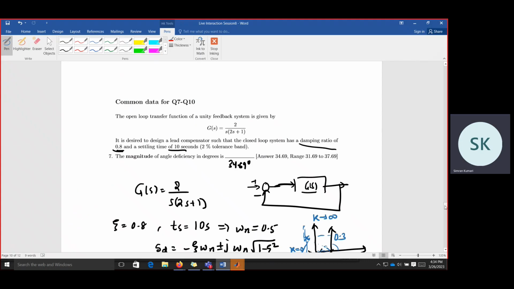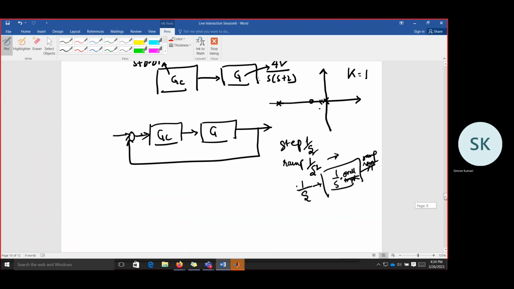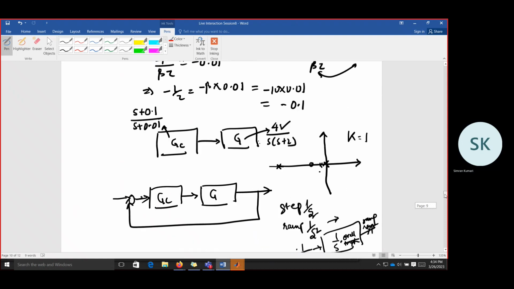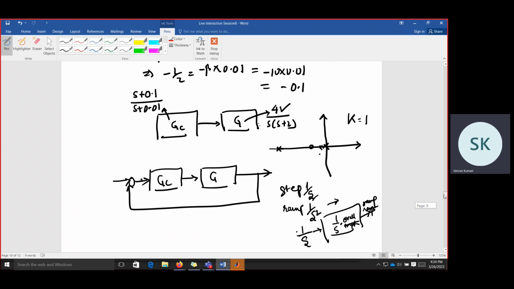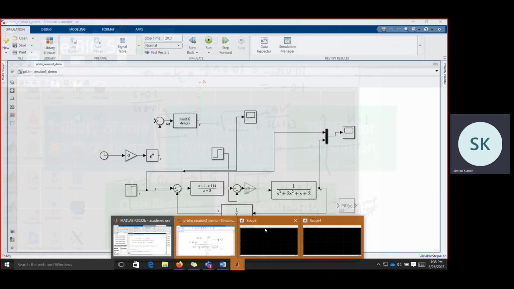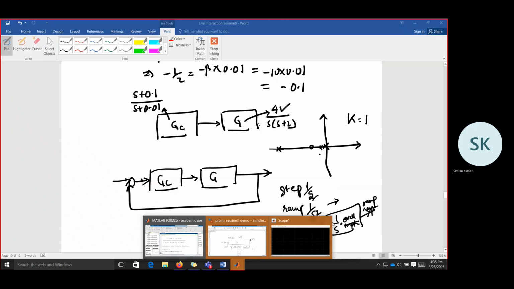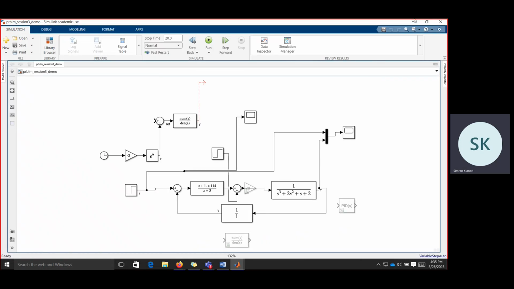Now we'll go back to this earlier question where we had to verify how the steady state specification changes. So we had this system G and we had this compensator GC, which is a lag compensator. And we said that when we include this one, the error constant is increasing. We just have this Simulink plot. Let's see how. I hope you know about Simulink.